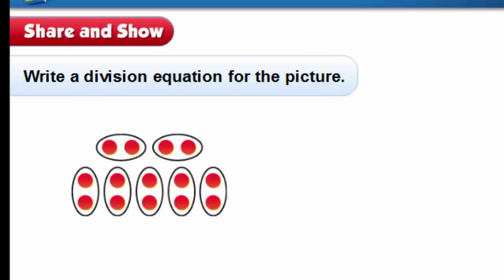Here's another one. Write a division equation for this picture. Uh-oh. This one's tougher. I'm going to let you try this at home, and then we'll check it together. Remember that your dividend is the number that you're dividing. The divisor is how many groups you have, and then the quotient is how many in each group.